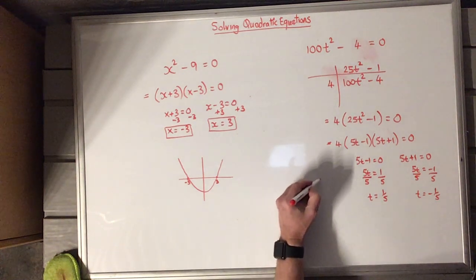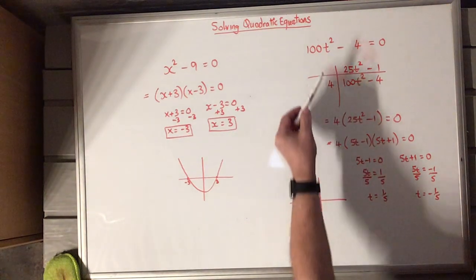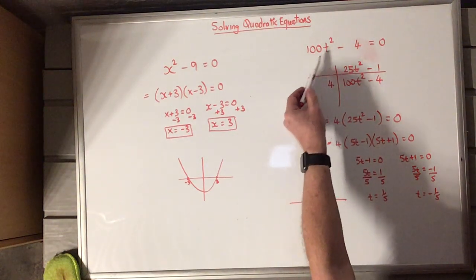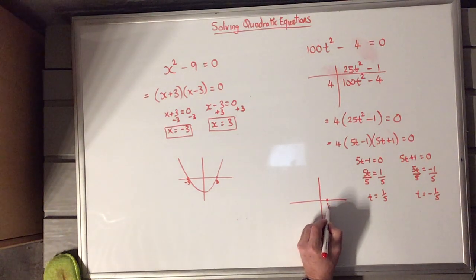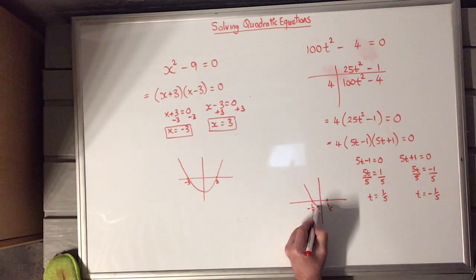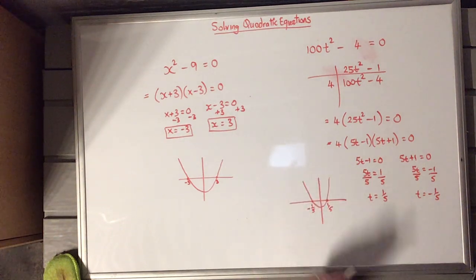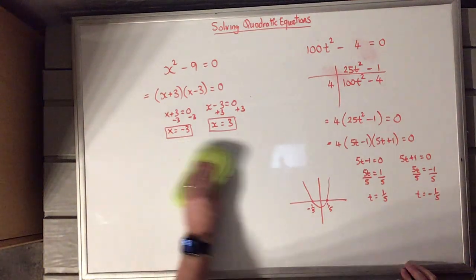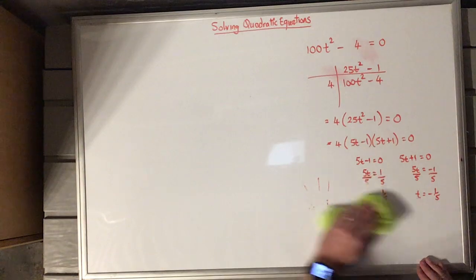Let's draw a wee picture, just put it over here, a bit of space. Back to our original, that's a positive 100t squared, so it's going to be a happy face. Let's put a fifth here, minus a fifth here, and it's a happy face, so it goes something like that. Okay, so that's the difference of 2 squares method for solving quadratic equations.